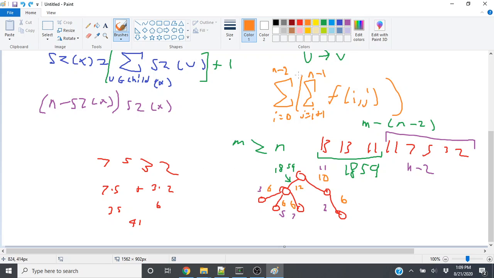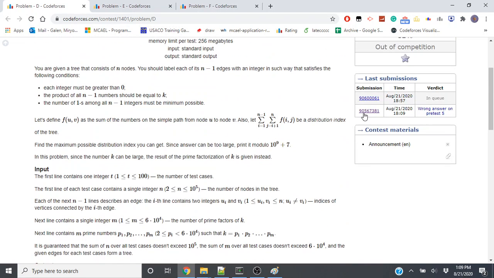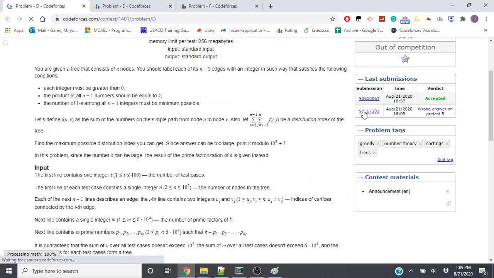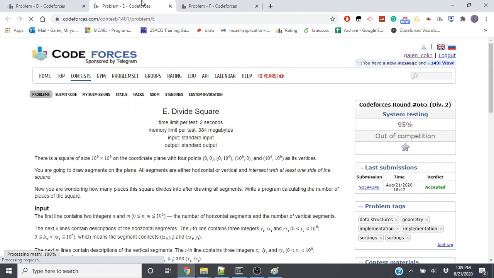Now there's one mistake that got me for a while. I got wrong answer on pretest 5. And I passed system tests and everything. That's good.